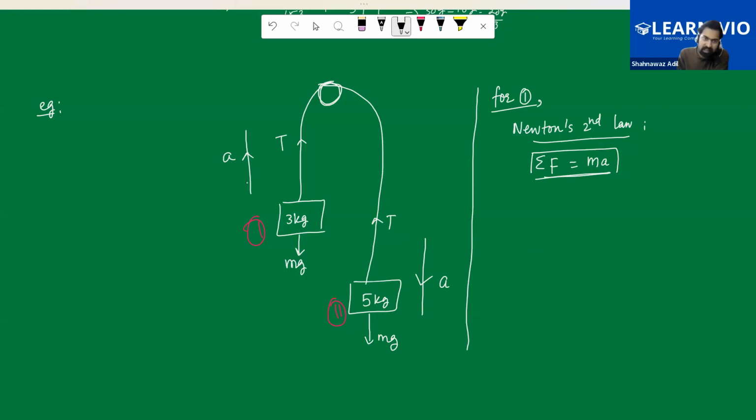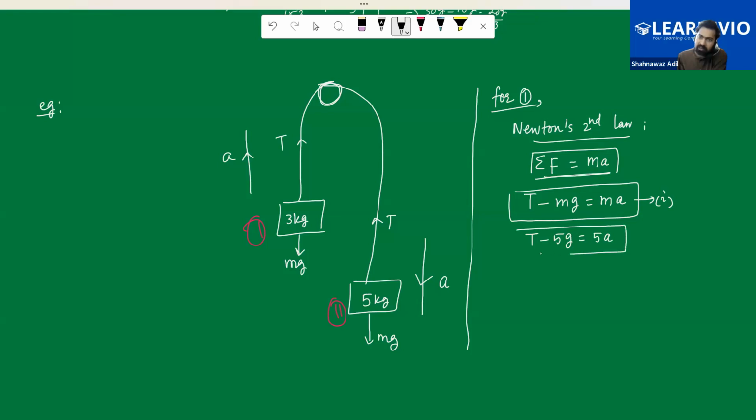This is the acceleration, and tension is along the acceleration, so T would be positive. This is T, and this mg would be negative. This would be the first equation for block 1. If you put the value of m, this is T minus 5g equals 5a. This is Newton's second law.